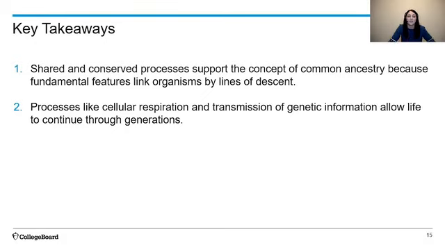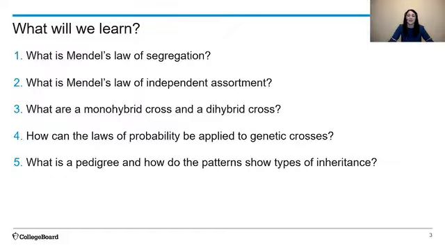All right, hello there. This is Rachel Lytle from Brentwood High School near Nashville, Tennessee, here to talk to you about topic 5.3, Mendelian genetics. So what will we learn in this video? We'll learn about Mendel's laws of segregation and independent assortment. We'll learn about monohybrid and dihybrid crosses, how the laws of probability can be applied to genetic crosses, and what a pedigree is and how the patterns can show types of inheritance.